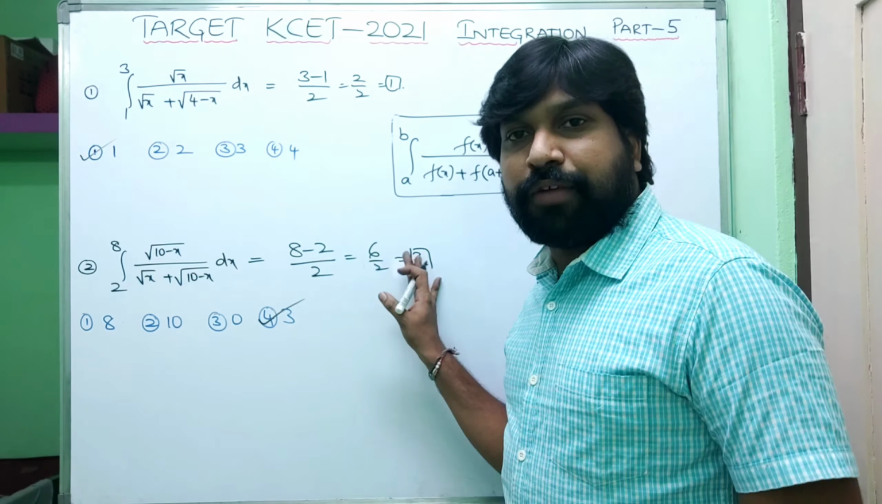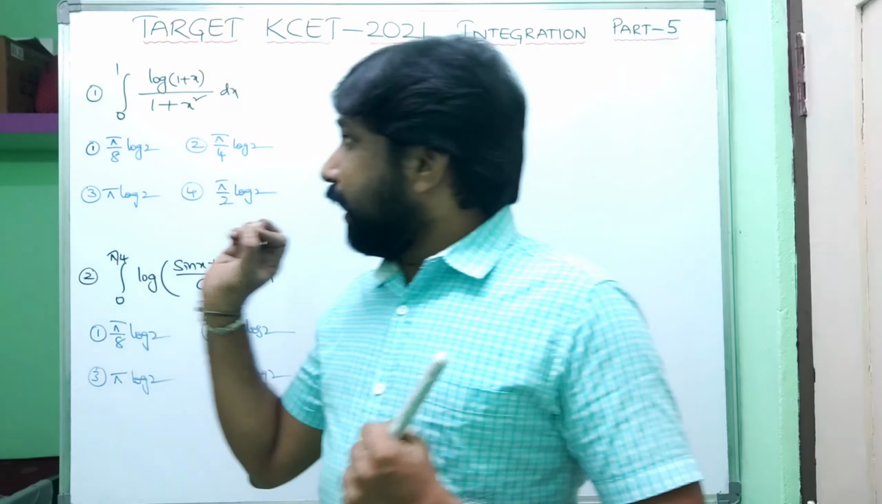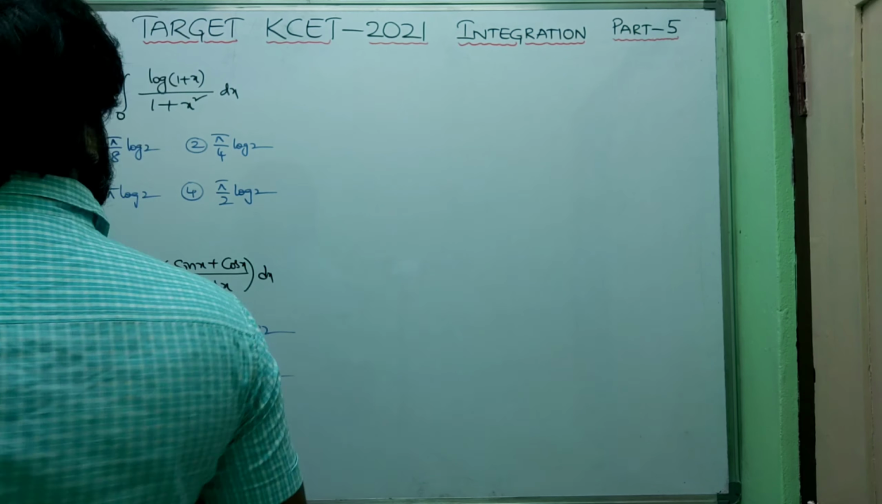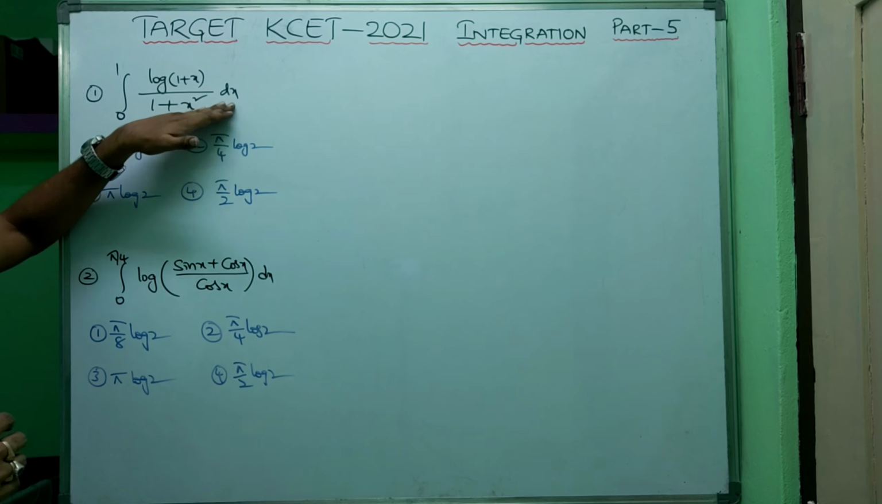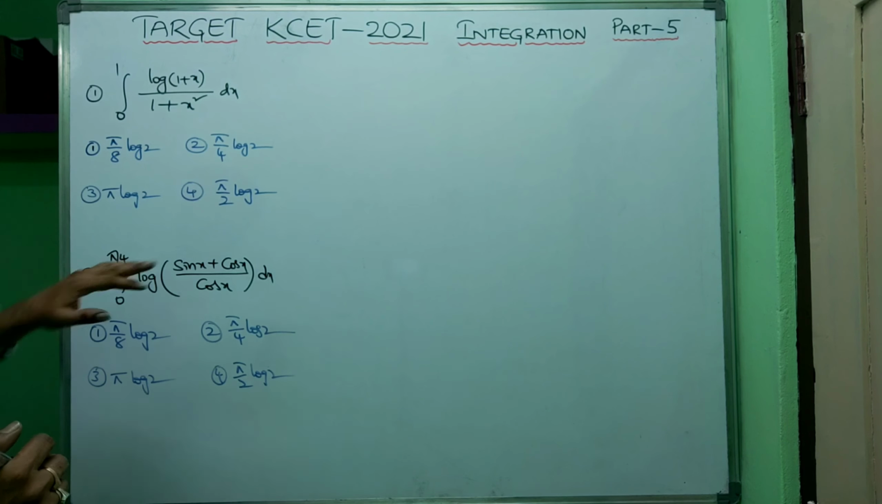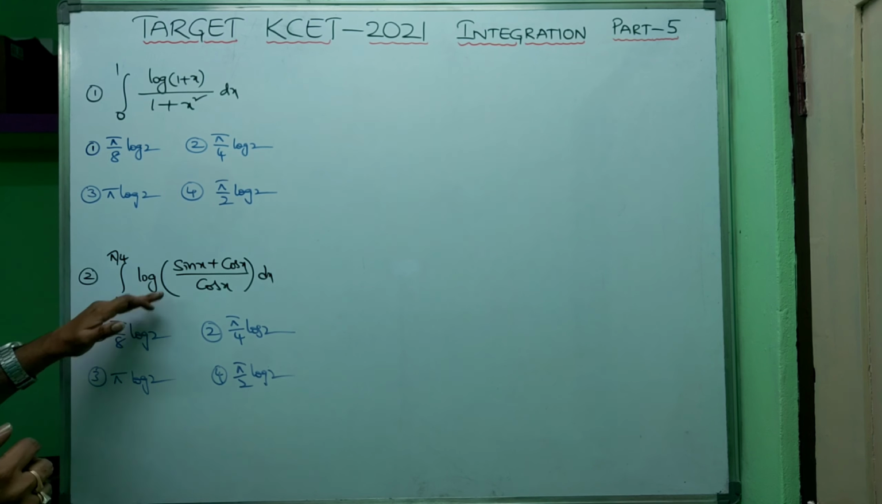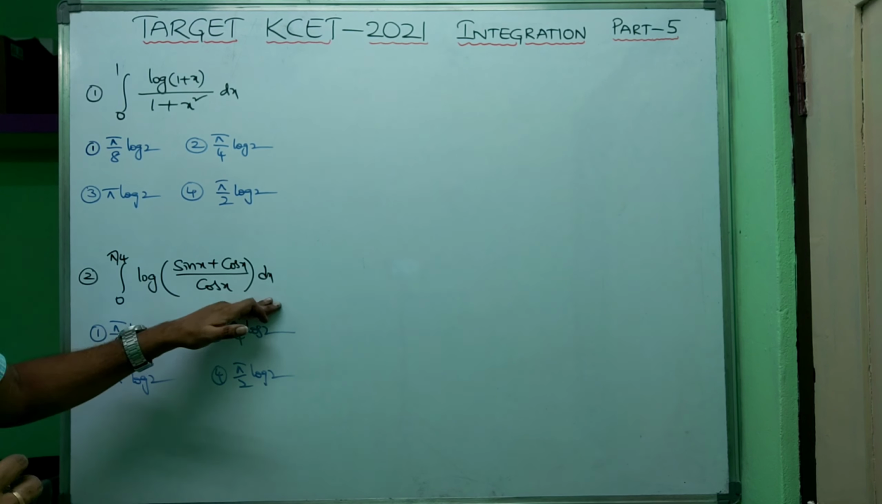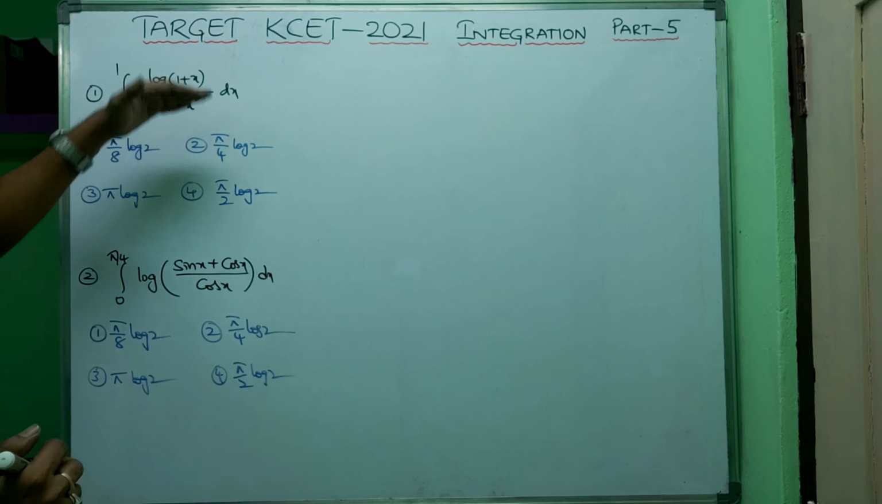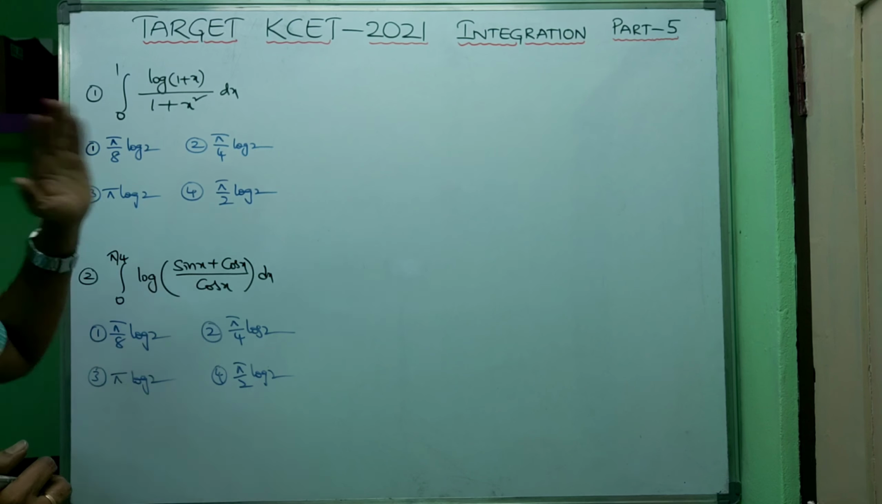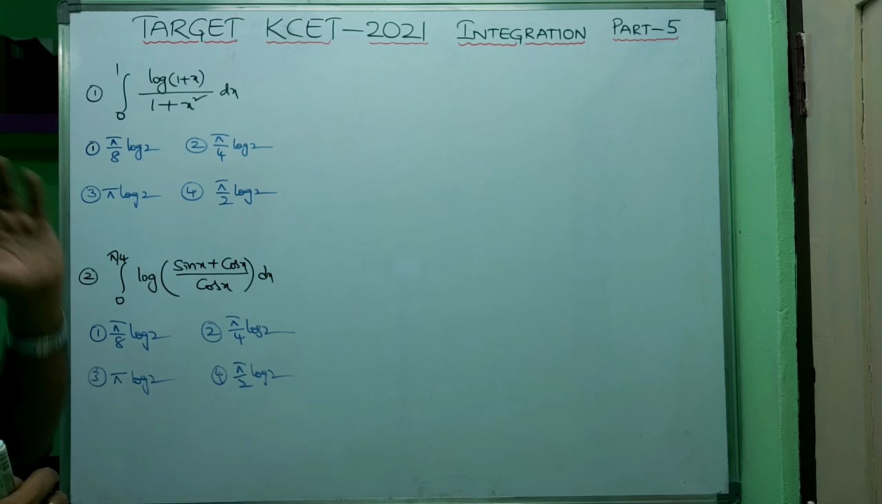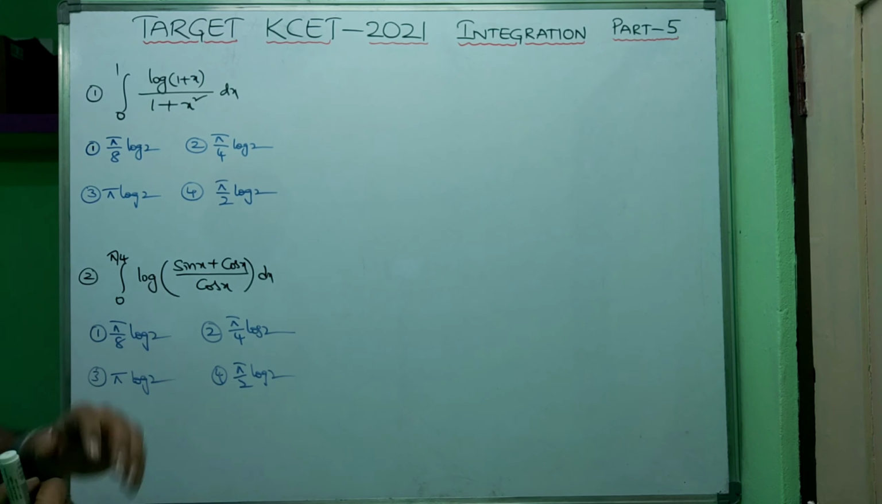So by using this kind of shortcut, I go to the integral 0 to 1 log of 1 plus x by 1 plus x square dx. This is a 2020 question. Integral 0 to pi by 4 log of sin x plus cos x by cos x dx is a 2015 question. These two questions have similarities, and if we try to solve them, you can understand very clearly.